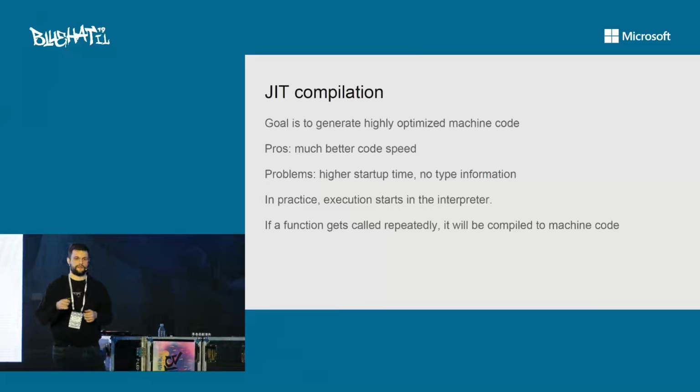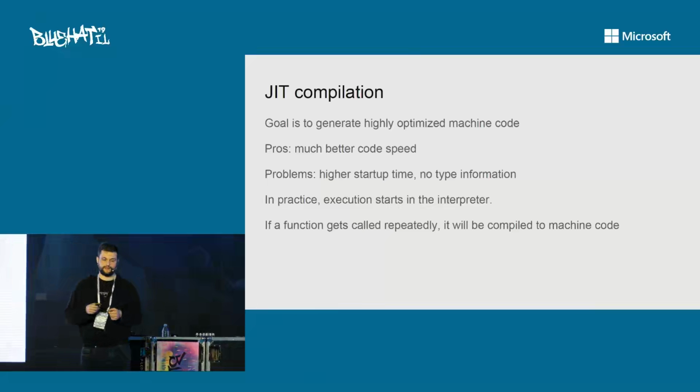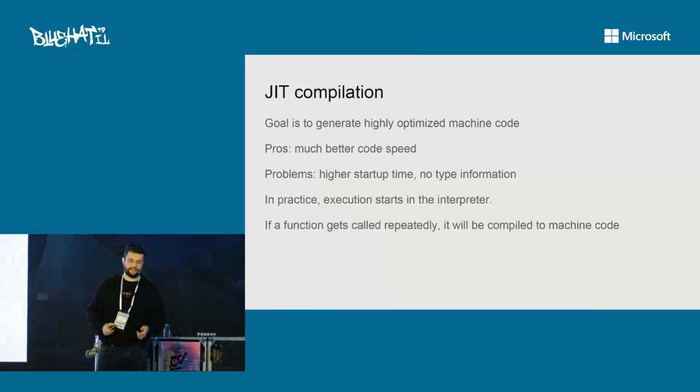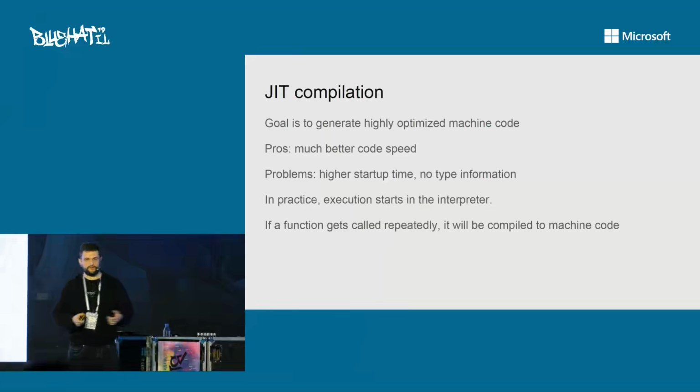So in practice, your JavaScript code will start running in the interpreter, and if something gets called repeatedly, it will then be scheduled to be compiled to machine code, and then you'll run actual machine code.